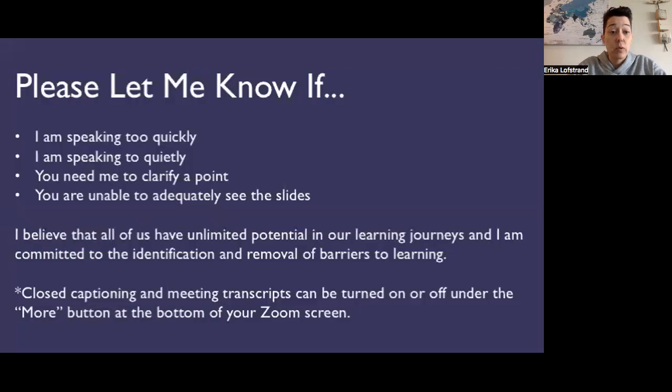I'd also like to let you know that if I am speaking too quickly, speaking too quietly, if you need me to clarify a point, or if you're unable to adequately see the slides, please let me know. I believe that all of us have unlimited potential in our learning journeys. I believe that we all belong here in this learning and teaching environment, and I'm committed to the identification and removal of barriers to learning. Also, closed captioning and meeting transcripts can be turned on or off under the More button on your Zoom screen.